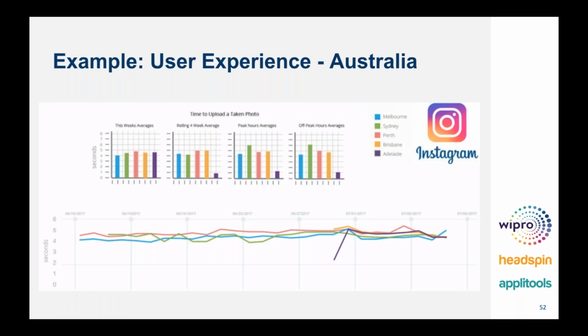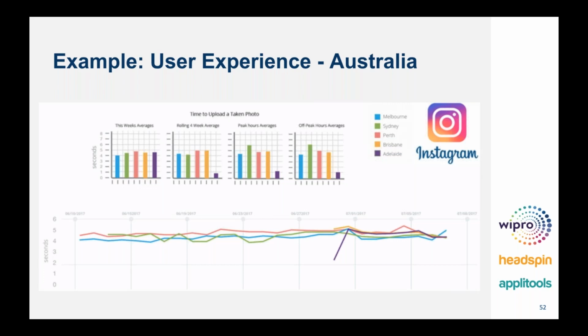And here is an example of Instagram, wherein the KPI being measured is the time to upload a picture in different parts of Australia: Melbourne, Sydney, Perth, Brisbane, and Adelaide. If you see, the KPIs change across different regions, of course, and hourly, these KPIs change, the time it takes to upload the picture, and sometimes there are peak hours and off-peak hours.